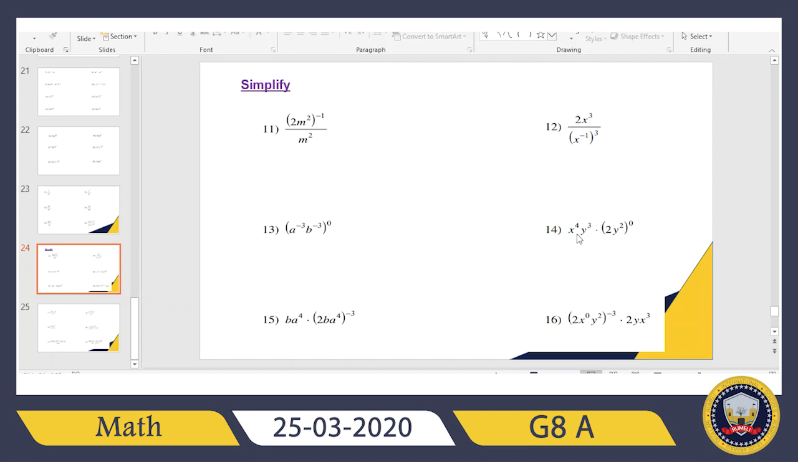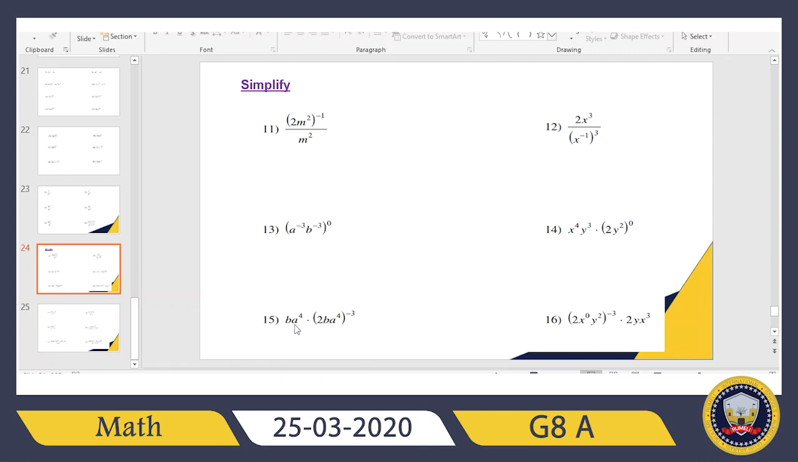The number 14, x to the power of 4 y to the power of 3 times 2y power 2 all to the power of 0. As we said, anything to the power of 0 is 1, as if I am saying x to the power of 4 y to the power of 3 times 1 equals to what? It will give me the same answer. So the answer will be x to the power of 4 y to the power of 3, because this bracket is all raised to the power 0, so it gives 1. Okay, I believe this is also easy.